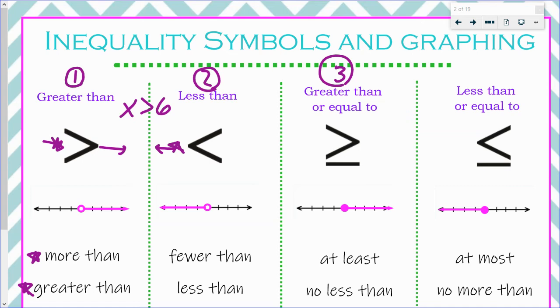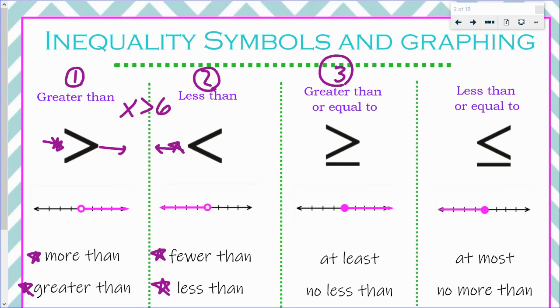Keywords, I'm sorry, I forgot to say keywords for less than. Keywords for less than could be fewer than or less than. As far as fewer than, with all these regulations we have to follow right now with COVID, if you were told that you could have fewer than 10 people in your house, then that means you have to have less than 10. For greater than or equal to, keywords are at least and also no less than.